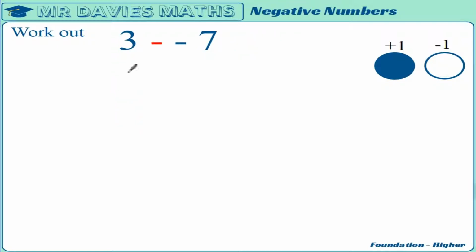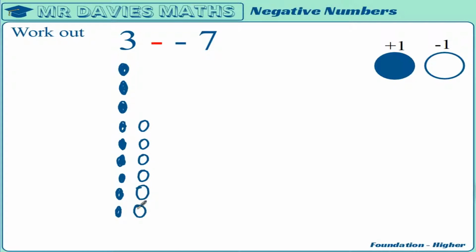Next question. So I start off with 3 positives. 1, 2, 3, and I've got to take away 7 negatives. There are no negatives there, so I'm going to add a positive and a negative, positive and a negative, and so on, until I've basically added 7 zeros to this question. So at least now I can get rid of 1, 2, 3, 4, 5, 6, 7 negatives. What am I left with? Well, I should be left with 10 positives, so therefore my answer is +10.